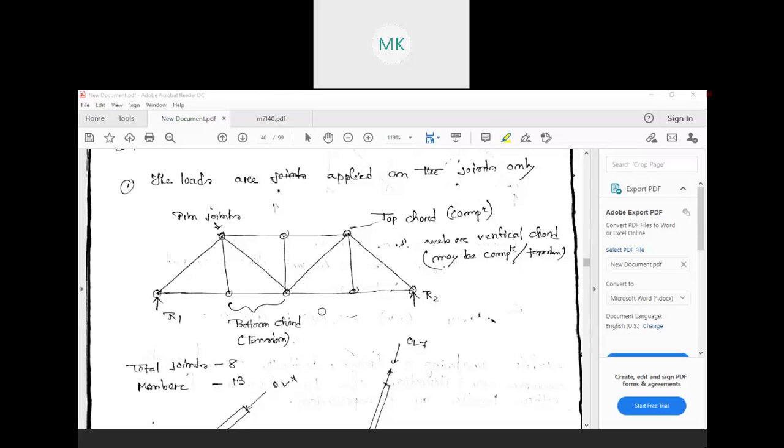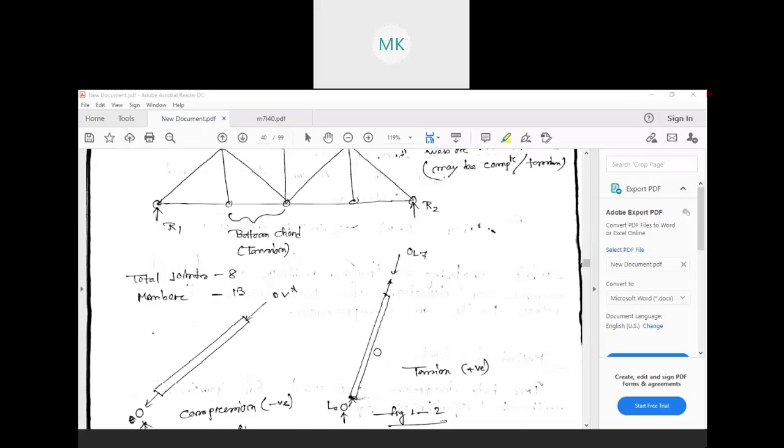After that, you have to count how many members are there. Can anyone say how many members are there? 13. Okay, fine. Very good. There are 13 members, as you can see here. If you count also, you will get 13: 1, 2, 3, 4, 5, 6, 7, 8, 9, 10, 11, 12, and 13. So what is our aim? Our aim is to find out the load. Is it tension or compression? Whichever is coming on the members, we need to find out the loads in this type of truss.